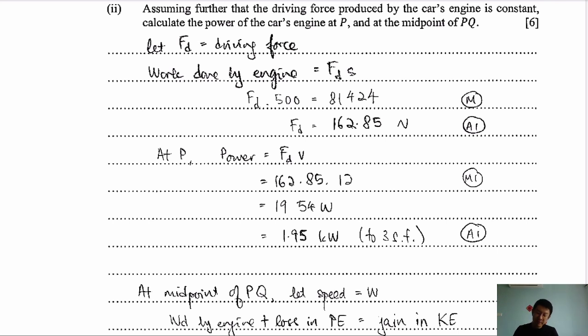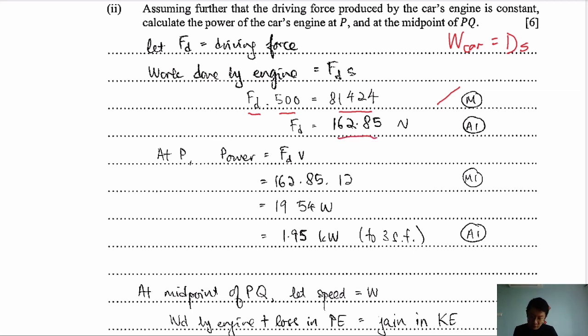Because in the previous part we already found the work done by the car engine, for this one we know that the work done by the car engine is the driving force times the distance that it has already traveled. By using this, we can get 1 mark by quoting this: the driving force times the distance is equal to the work done by the engine.